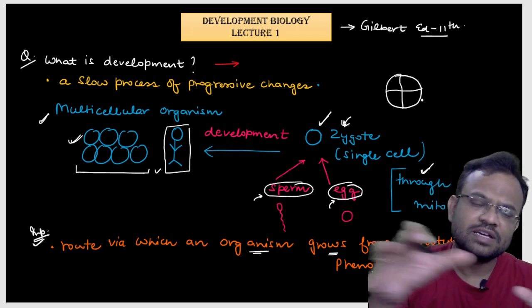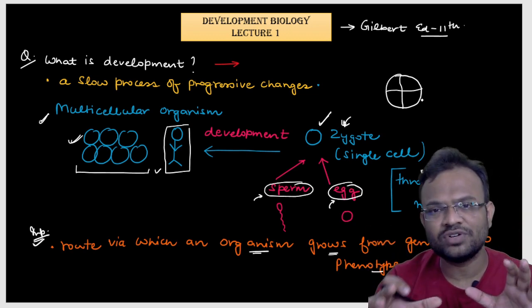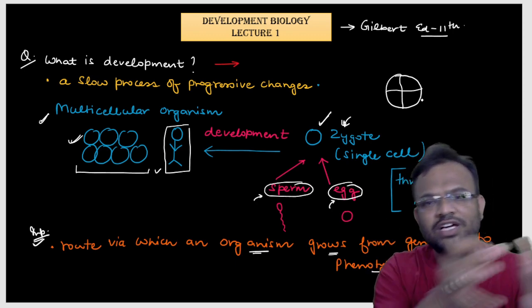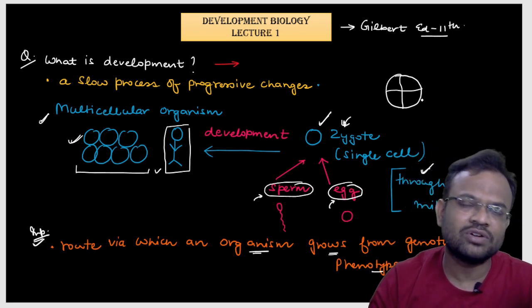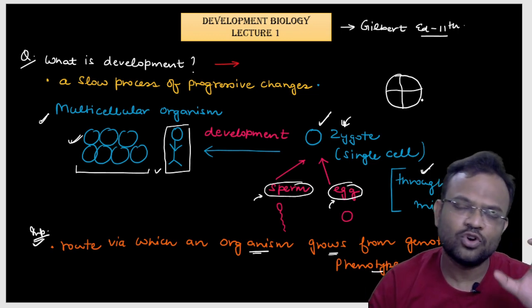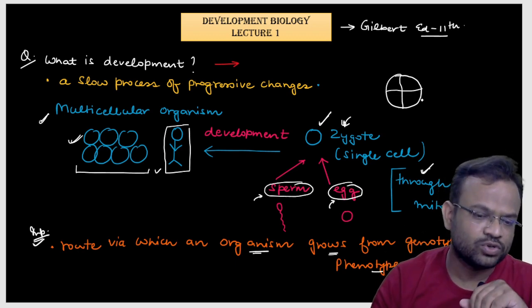Basically, this is the process of development. I believe you would have understood that from zygote, one cell, we convert into a multicellular organism. This basically comes under development. I hope that definition and the concept of development is clear to you.